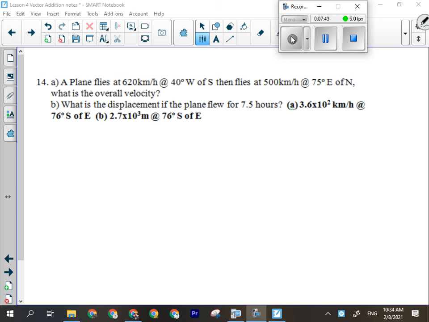Okay, we draw it exactly the same as before. All right, so we got 40 degrees west of south. So I'm going to draw my reference line south, and like so, go 40 degrees west of that. That might not be 40, but we'll have to do. Okay. And that's not nearly long enough.